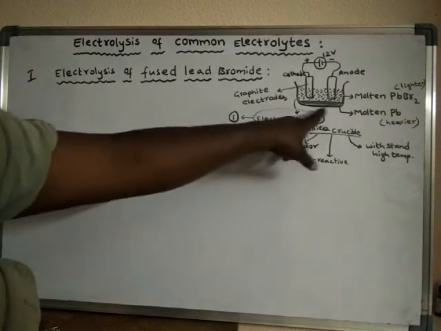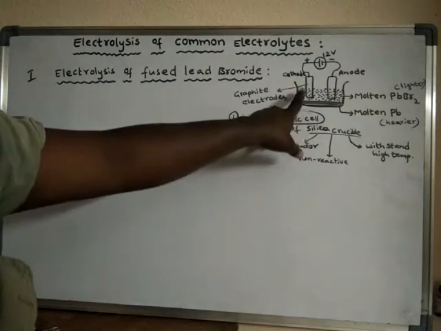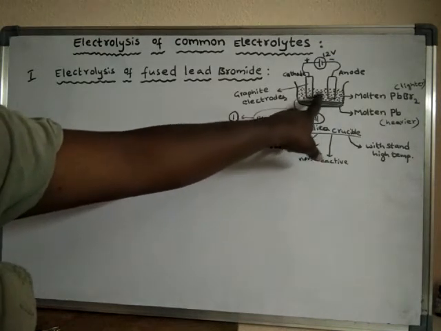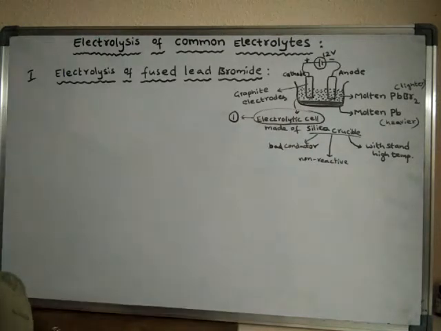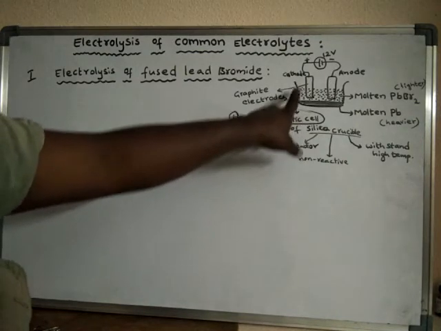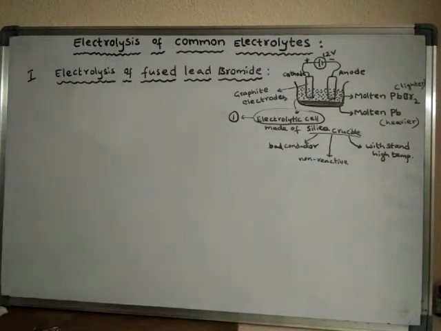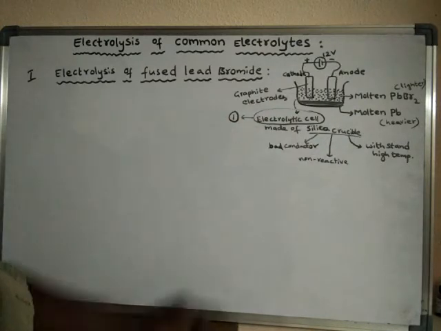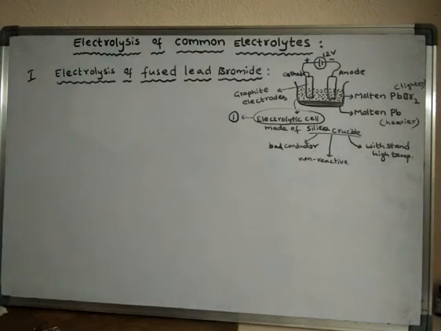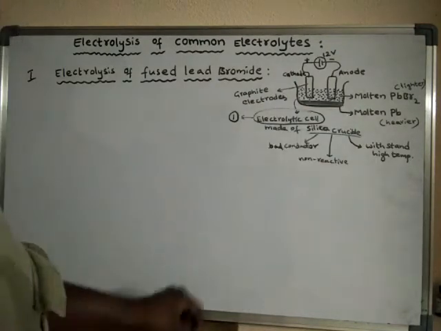This is because a silica crucible is non-reactive. It does not react with any substances present inside the electrolytic cell, and it is a bad conductor of electricity. Generally we have to choose an electrolytic cell, or a vessel, in such a way that it should not conduct electricity. The other things should conduct electricity, but the vessel itself does not conduct electricity.